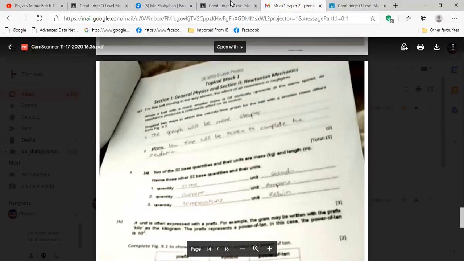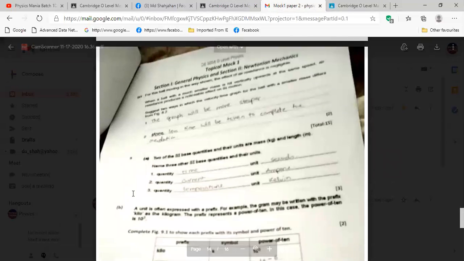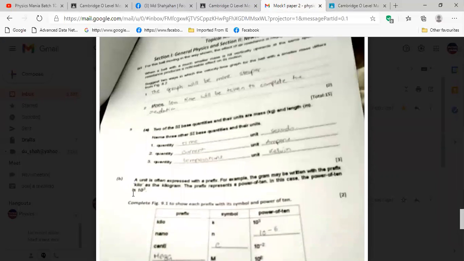Is it clear? Yes, sir. Okay, your answer is correct. Then next, I wrote time, and its unit I gave as seconds. Then I wrote current, I gave its unit ampere, and then I wrote temperature, and its unit is Kelvin.